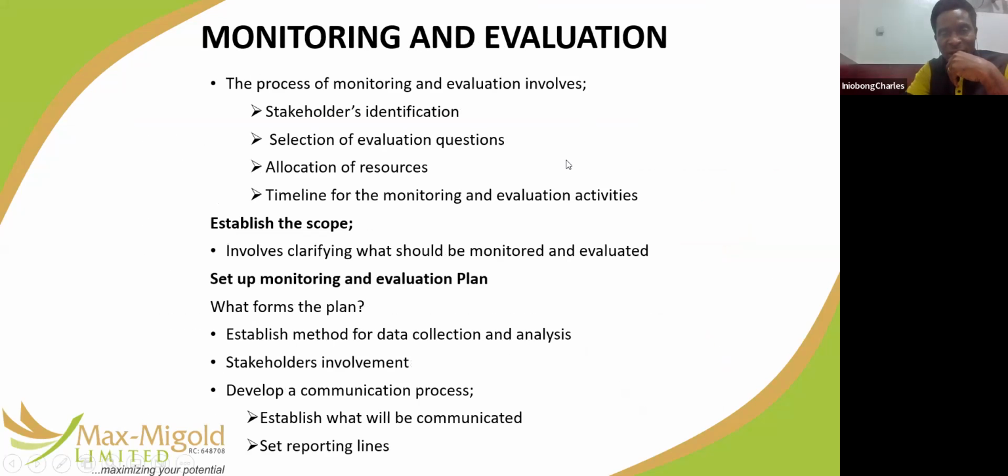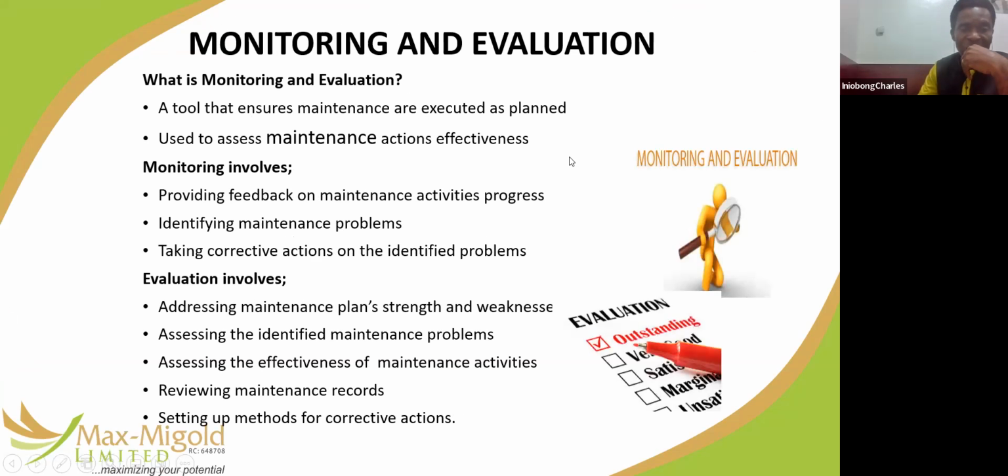Evaluation involves addressing maintenance plan strengths and weaknesses. Like I said, when you deploy a plan, you need to monitor that plan so that at the end of the day, you can say if this plan is effective, is it strong? You check the strengths and the weaknesses of that plan. Addressing the identified maintenance problems. During evaluation, you can address the identified maintenance problems, and assess the effectiveness of maintenance activities.